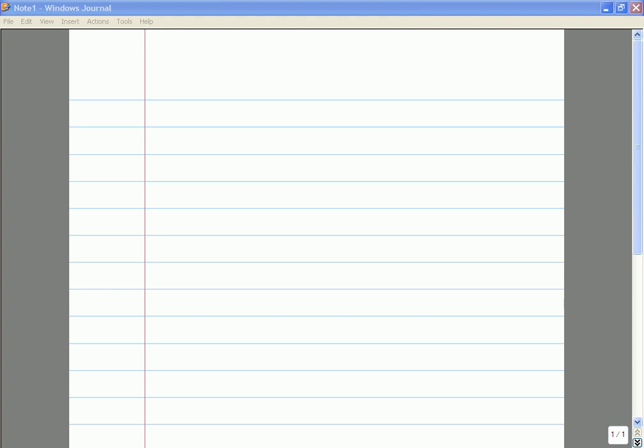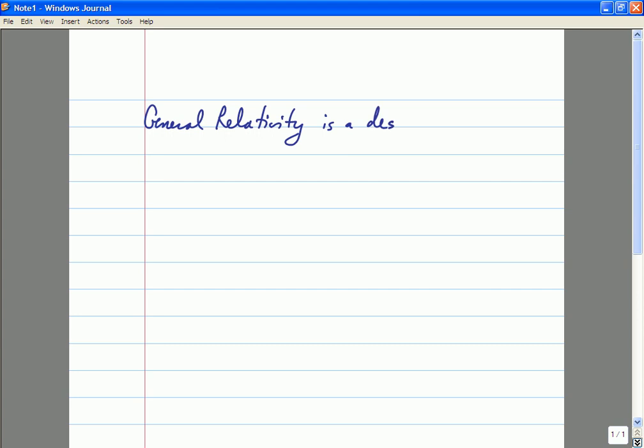So for the last week or so, we went through a description of general relativity as a description of the force of gravity in terms of the curvature of spacetime. And today, and for the next class or two, I would like to describe to you some of the results of this geometric description of gravity.